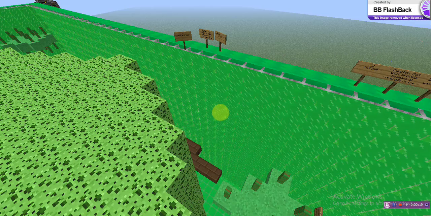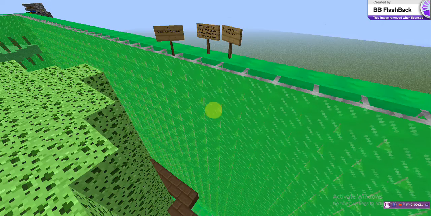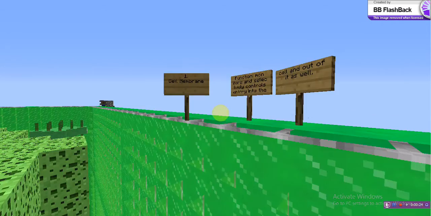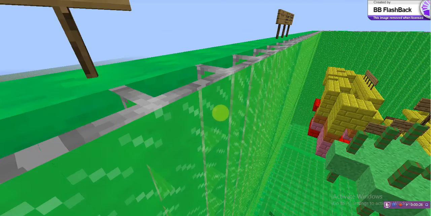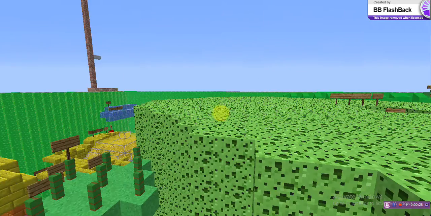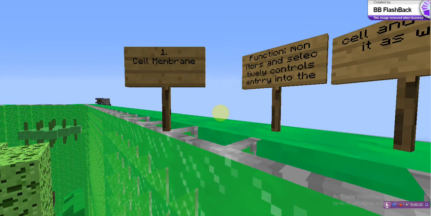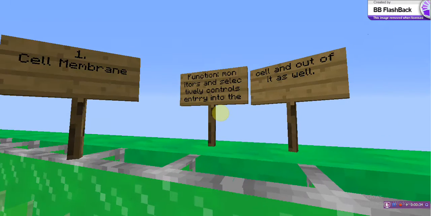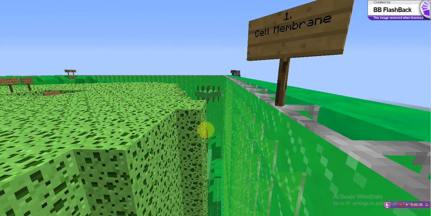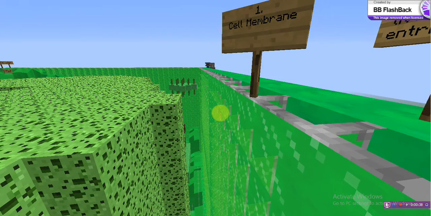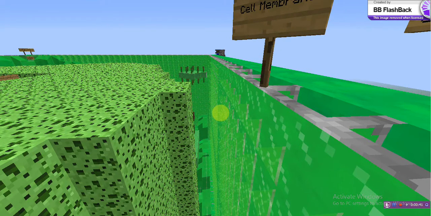So our first part of the cell is the cell membrane, and that would be this clear glass layer I've put all around the cell here. Its function is to monitor and selectively control entry into the cell and out of it as well. That means it determines which materials can go into the cell and which materials can go out of the cell.